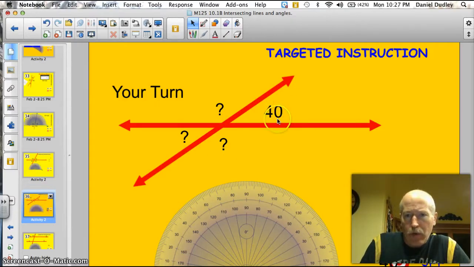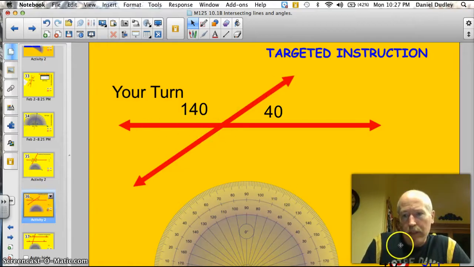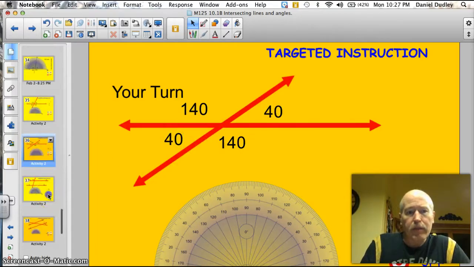Well, if this one is 40 and it's 180 for this whole line here, this one's got to be 140. So let me get rid of the question mark. Of course, opposite angles are equal. So if this obtuse angle here is 140, this bad boy over here is going to be 140. And this acute angle will be opposite of this, so it's going to be equal. So that is 40. Congratulations.